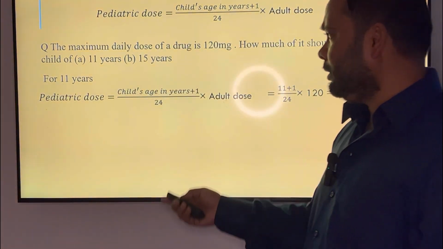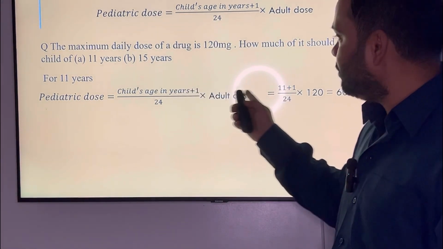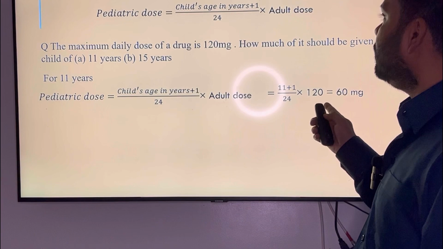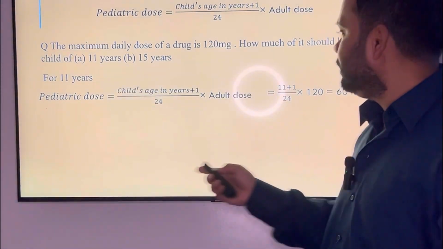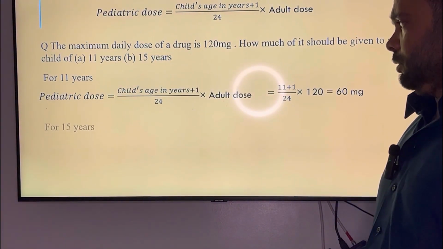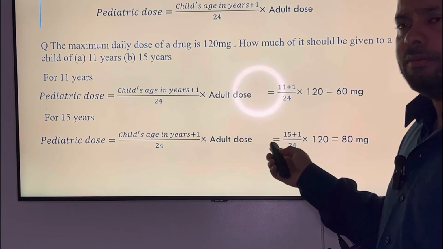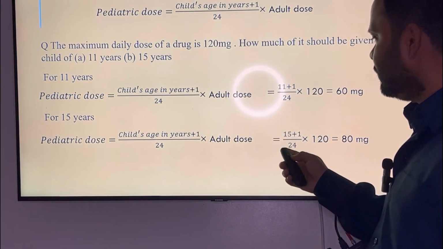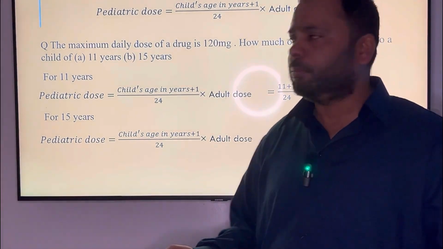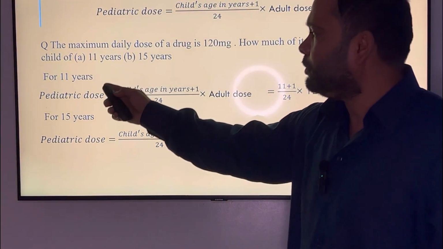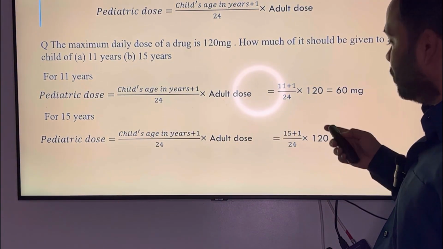So for 11 years, the child age is 11, right? We have to add plus 1, divided by 24, multiplied by the adult dose of 120 milligram. So I have calculated for 11 years it is 60 milligram. Similarly, for 15 years, the same thing, we just put the value of age, 15 years plus 1, divided by 24, multiplied by 120, which is 80 milligram. So again, if the child age changes, we have to change the dose also.